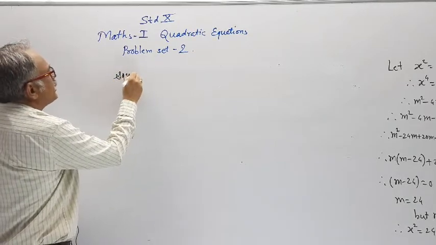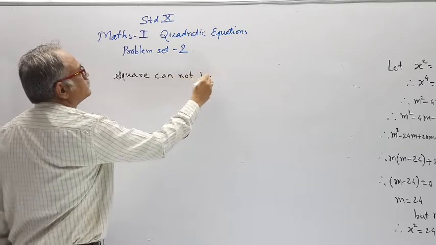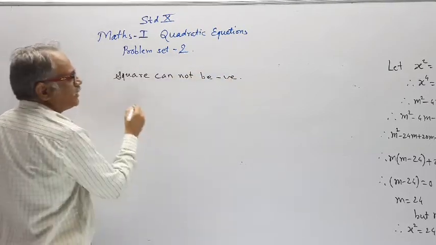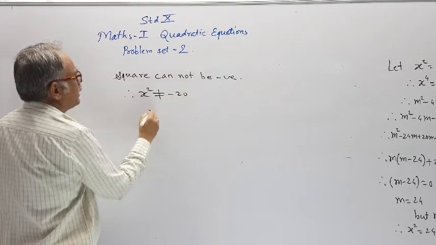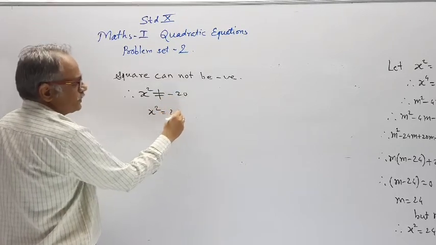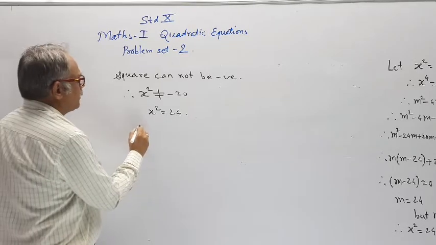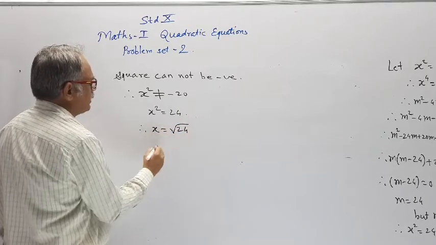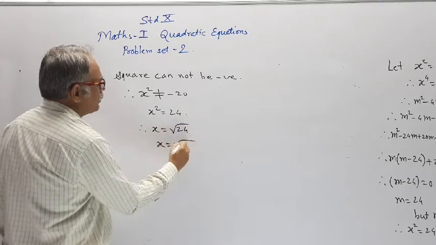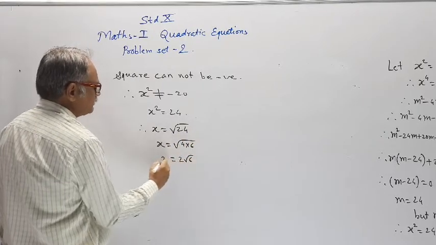Square cannot be negative. Therefore, x square is not equal to minus 20. x square is only and only 24. Therefore, x is equal to root 24. x is root of 4 into 6. x is 2 root 6.